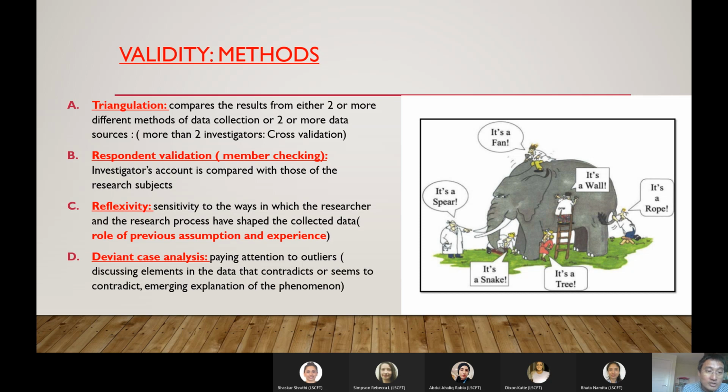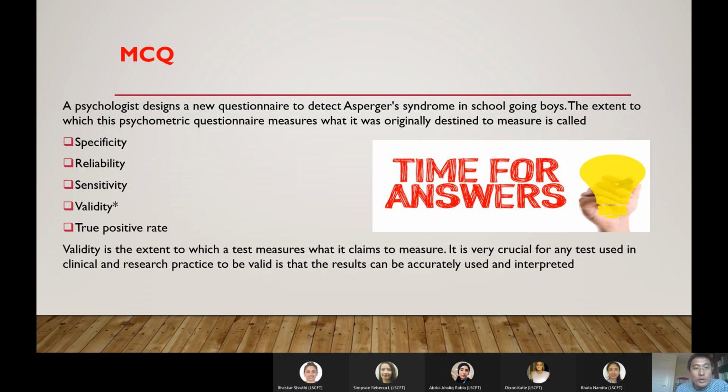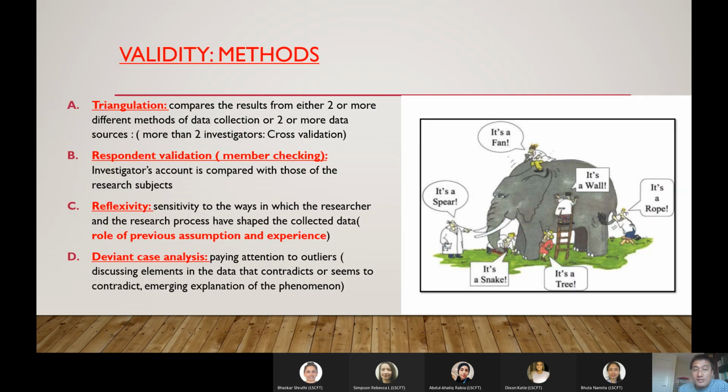Reflexivity is how the researcher and the research process have shaped the collected data. If they mention anything about previous assumptions and experience, this is always reflexivity. And if they ask about method, this is an answer. They don't tend to ask about this one. But remember, if they mention something about outliers, for example we expect a result here, but some 1 or 2 results might be here, out from what we expect, that is deviant case analysis. So before we go to the MCQs, does anyone want to ask any question, is the concept of validity clear?